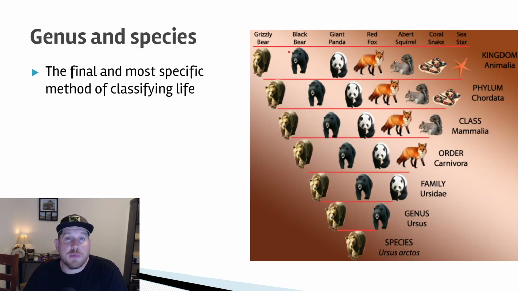And that leaves us with genus and species, where if you were to play a game of one of these things is not like the other, as you go down the pyramid here, you will see that you can classify all of these things on the top. They're all animals, even the sea star. But when we go down to phylum Chordata, that means they are vertebrates. They have a backbone. The sea star doesn't, so we've eliminated that. Now we have the coral snake, which is a little bit different than everything else because that's a reptile. That's not a mammal, and everything else is a mammal.